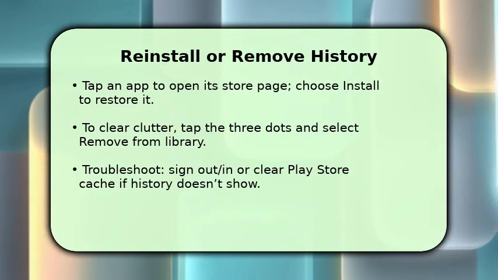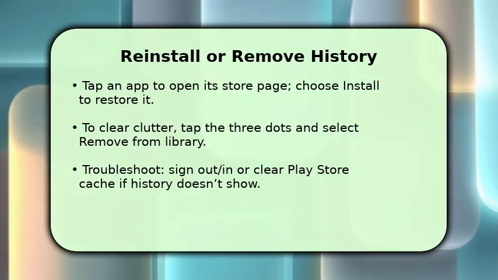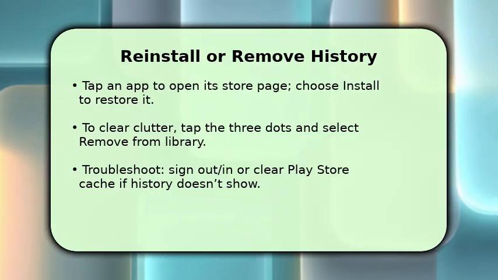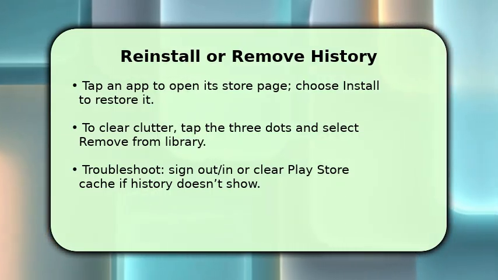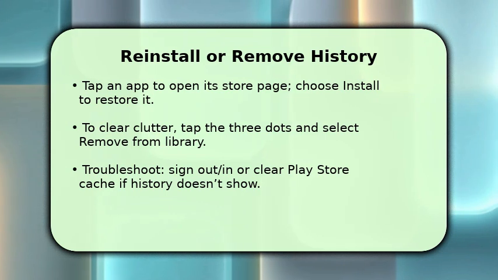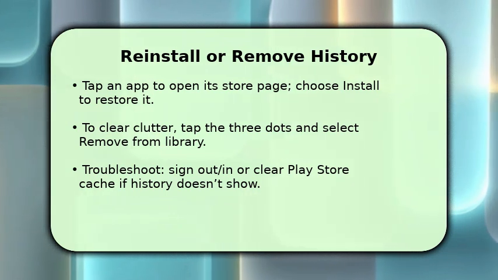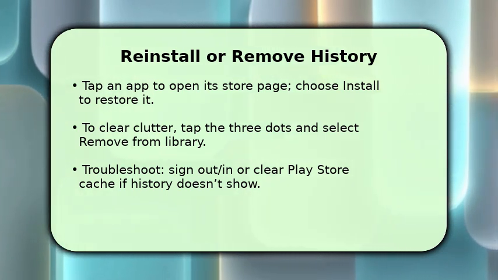Finally, tap any app in the Not Installed list to open its store page and choose Install to restore it. That's the fastest recovery. If you prefer to tidy your record instead, open the three-dot menu on the app card and remove it from your library to stop it appearing.